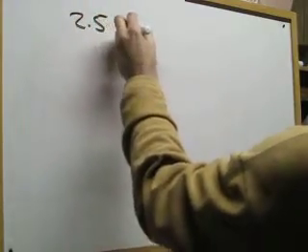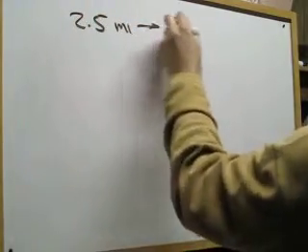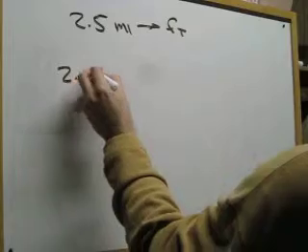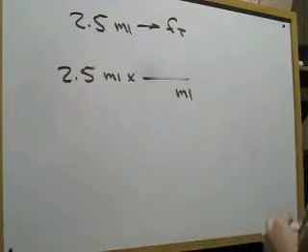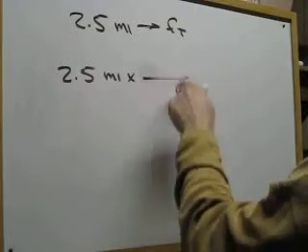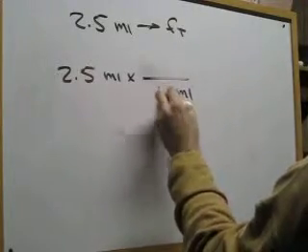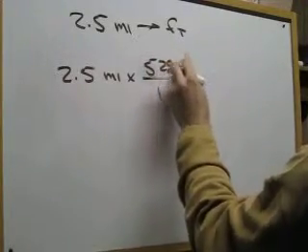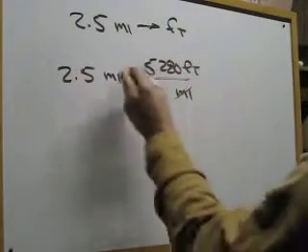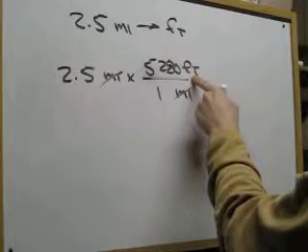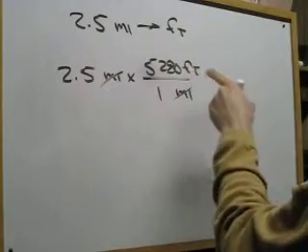Let's do number 11. We're changing 2.5 miles to feet. So again, 2.5 miles times line, miles on the bottom. Do we know anything about miles and feet? We know that there are 5,280 feet in 1 mile. So we can cancel those. Is that what we're looking for? Yes, it is. So we know we're done.